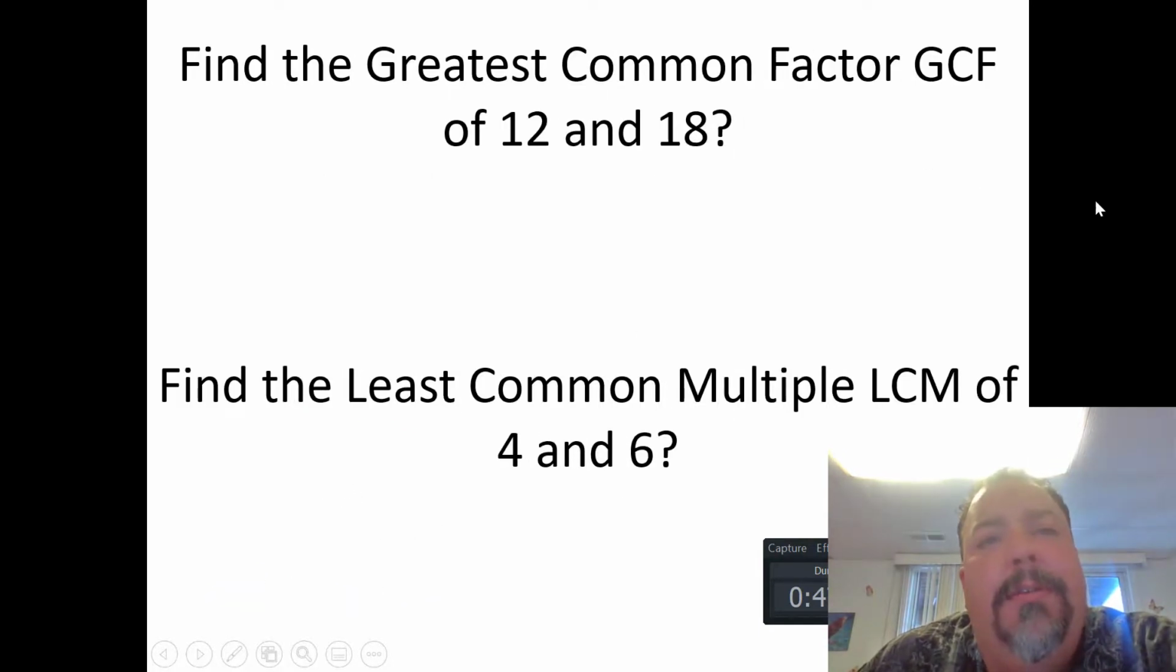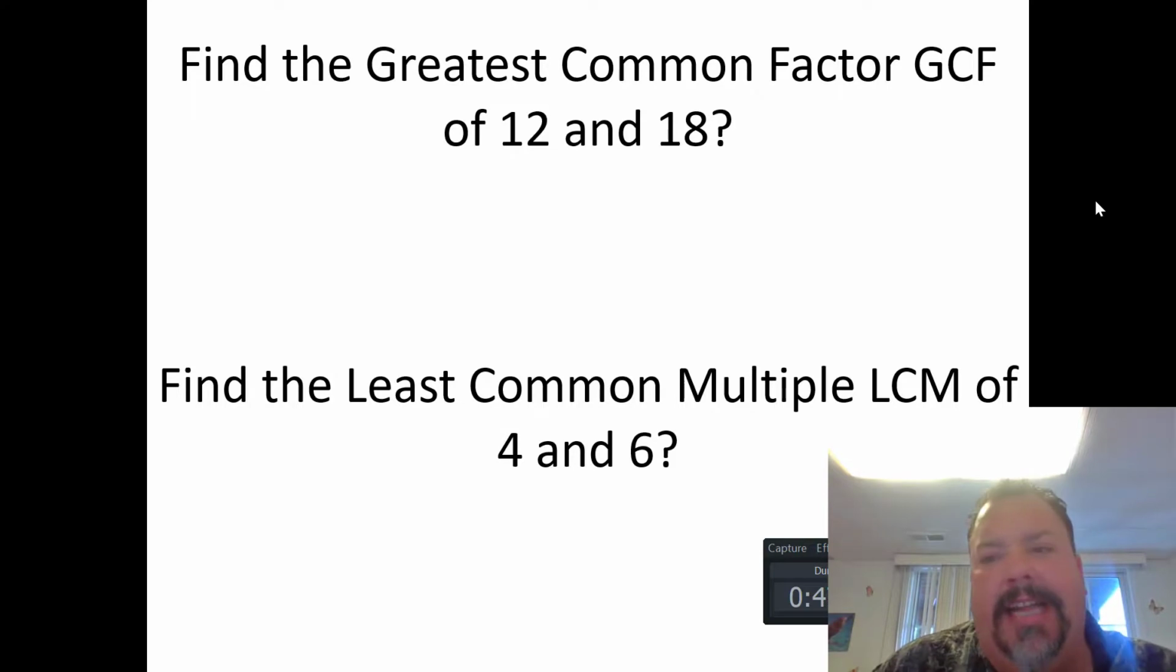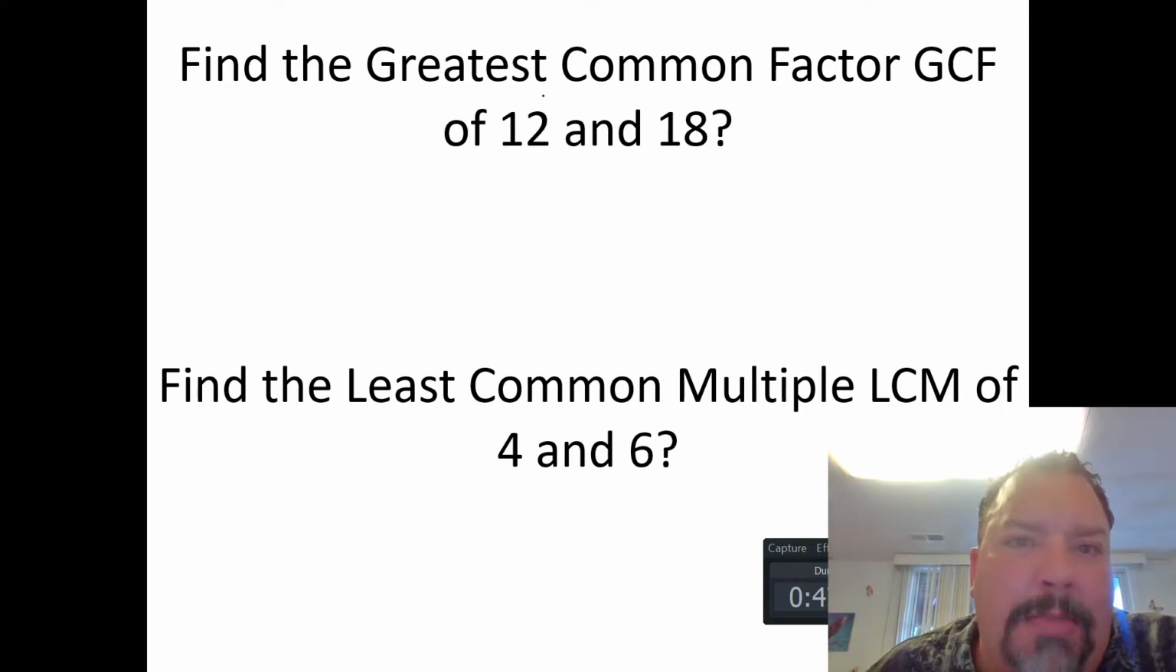So for example, we're going to find the greatest common factor of 12 and 18. And I'm going to do this two different ways. The first way is probably the way that you learned it back in elementary school. And then I'm going to show you a way that's going to allow you to find it for bigger numbers and to find the GCF and the LCM at the same time. So first off, method 1, the old school method.